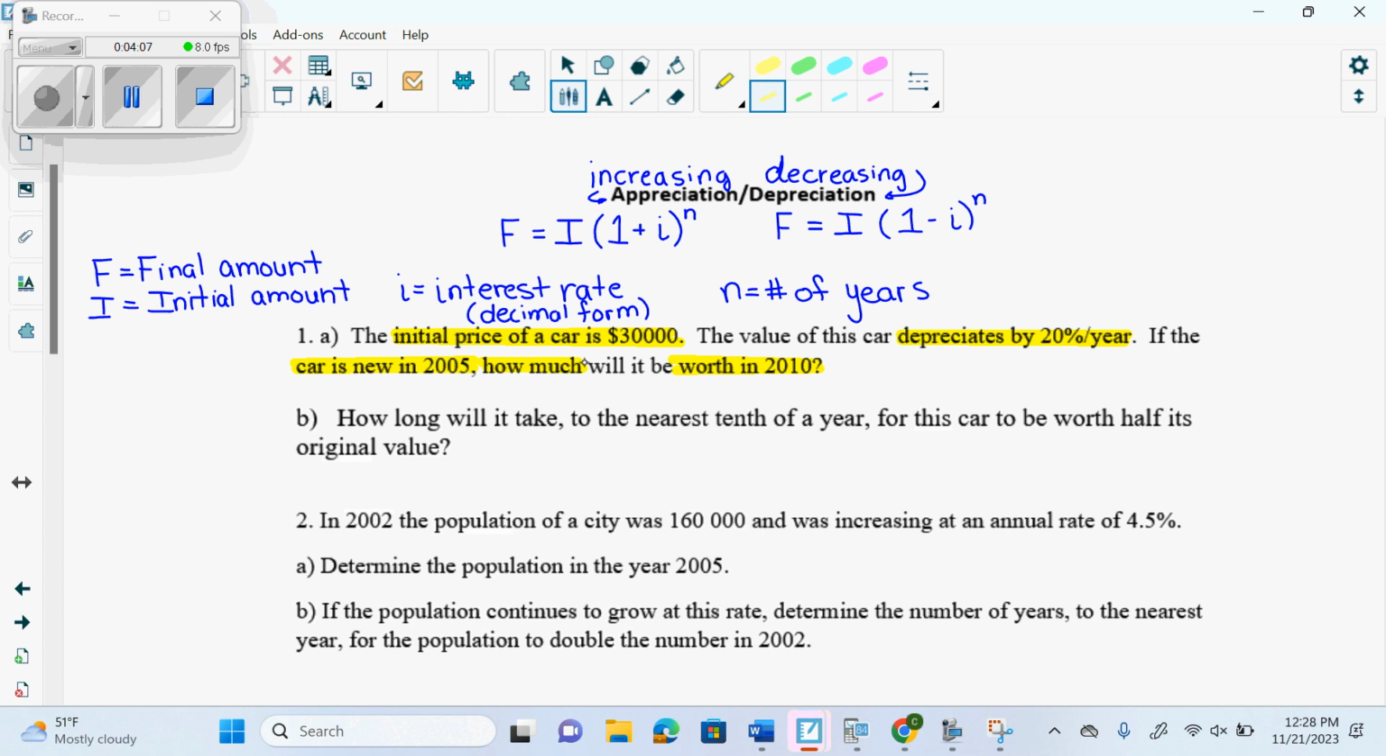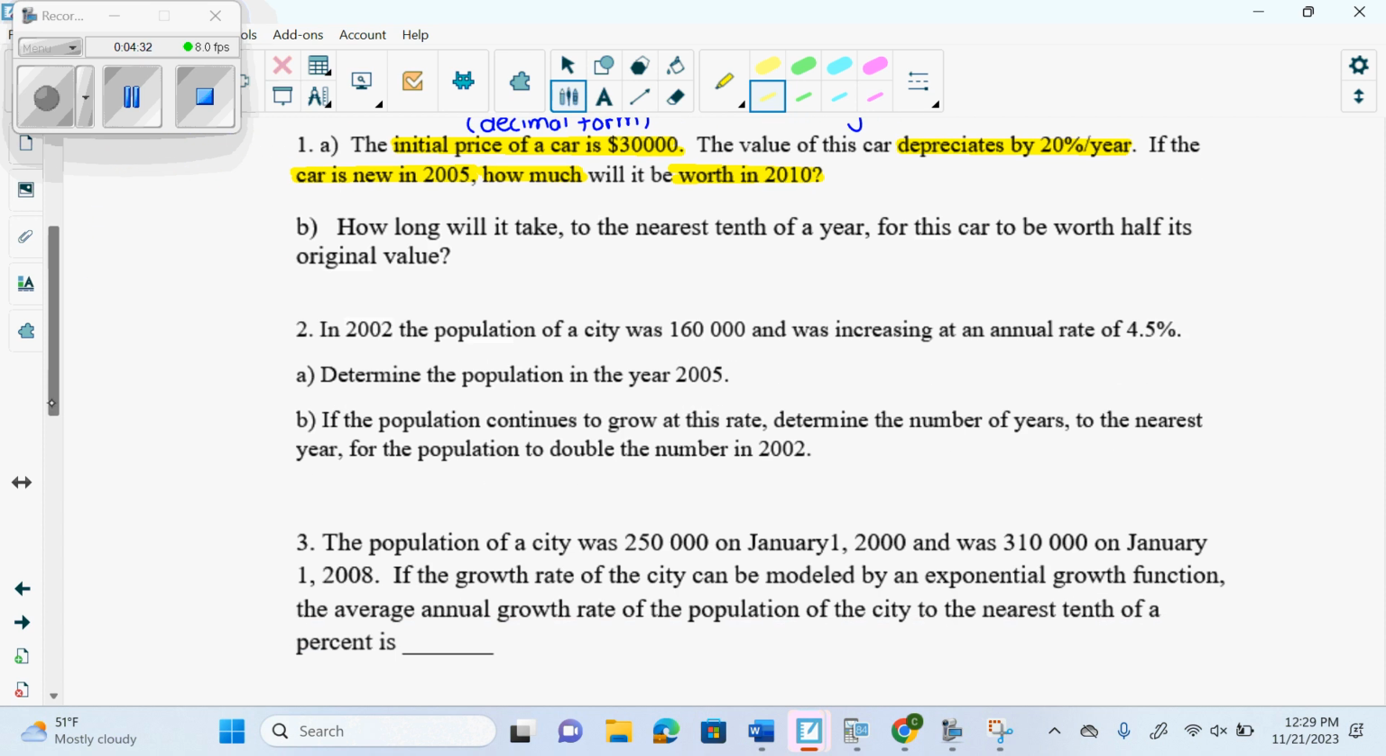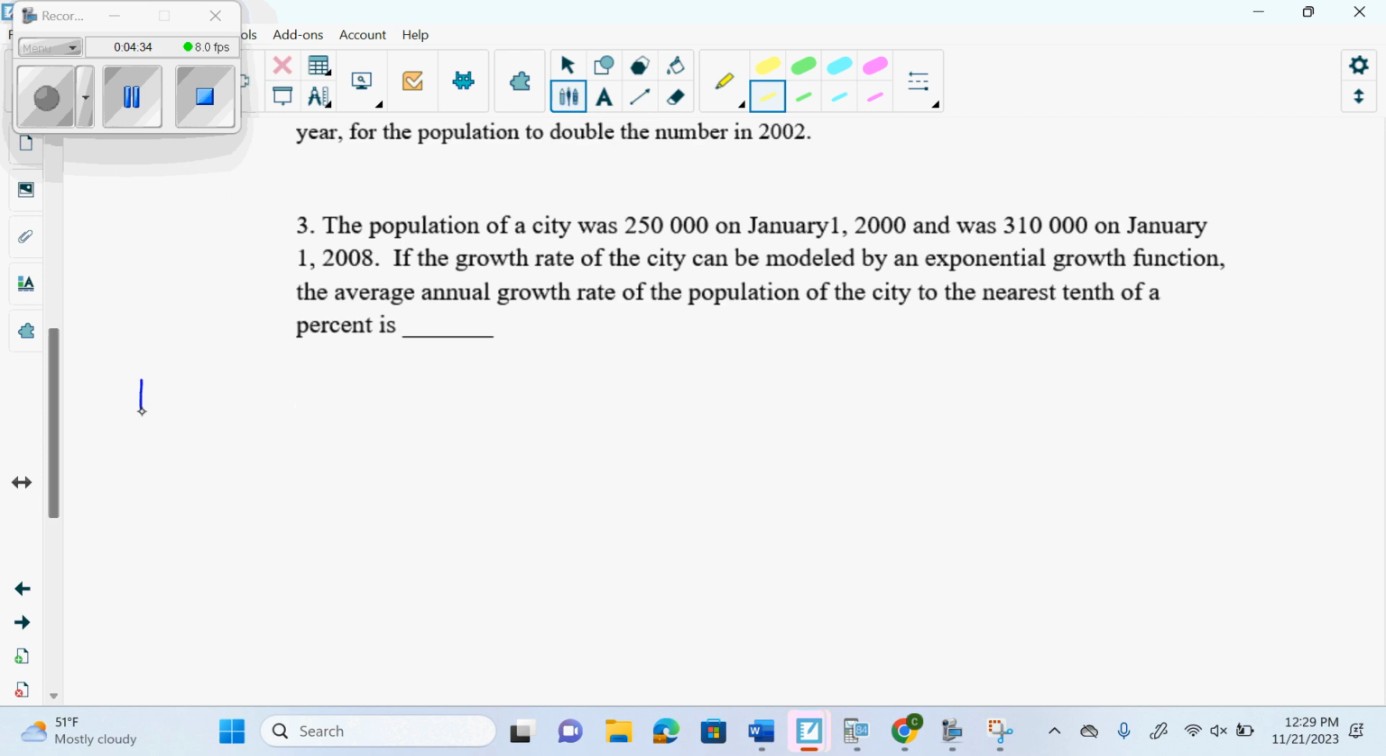So it wants how much it'll be worth in 2010. Let's write down what we do know. We have knowns and unknowns, just like in physics. I know I need F, I, little i, and N. I can only be missing one of them. Whenever you're using a formula, you can be missing one variable in order to solve for it. The initial price is $30,000, so capital I is 30,000.